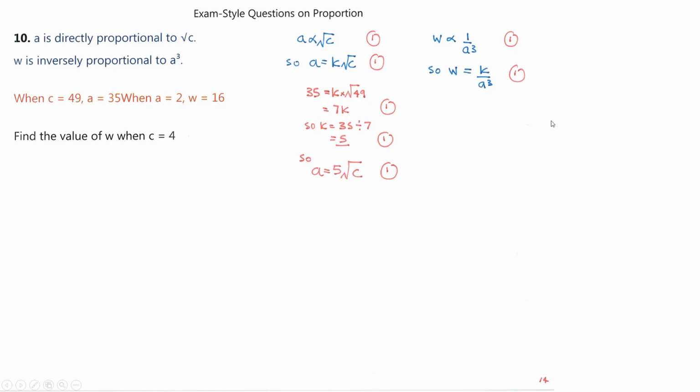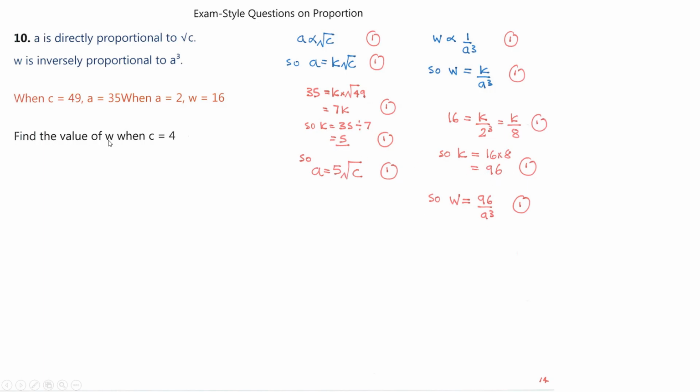Now let's look at this one. It says when W is 16, A is 2. So 16 is K divided by 2 cubed, which is 8. So 16 is K divided by 8. In that case, K will be 16 times 8, which is 96. So the formula W is K divided by A cubed is actually now W is 96 divided by A cubed. So we've got like two separate questions for the time being.